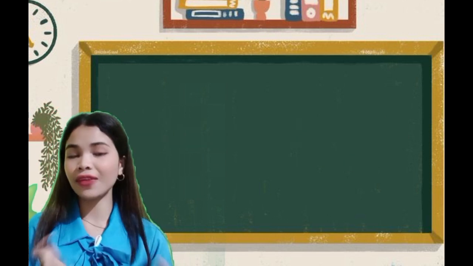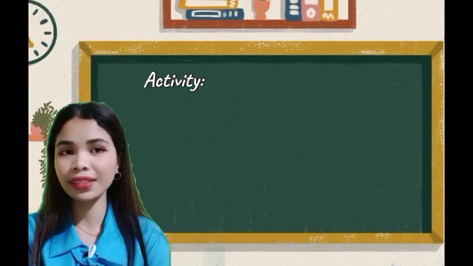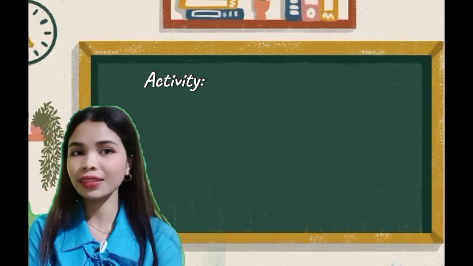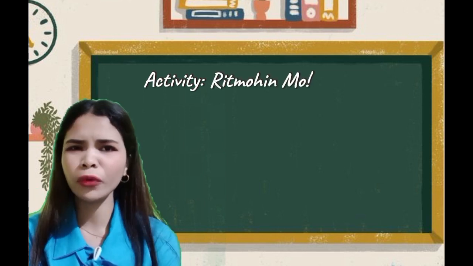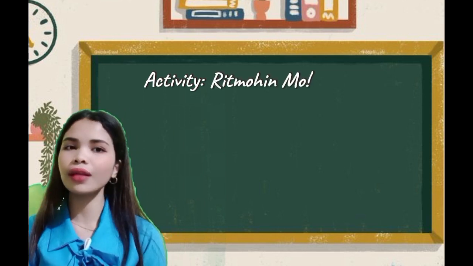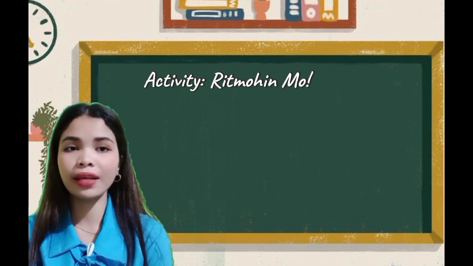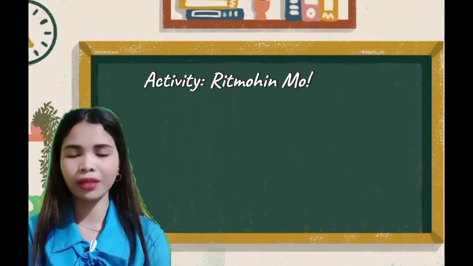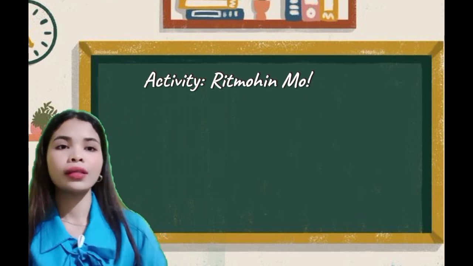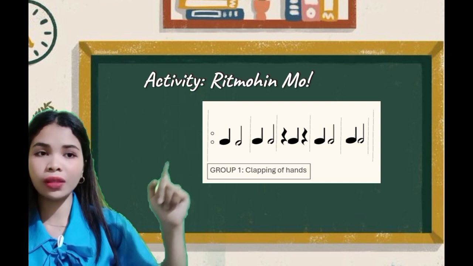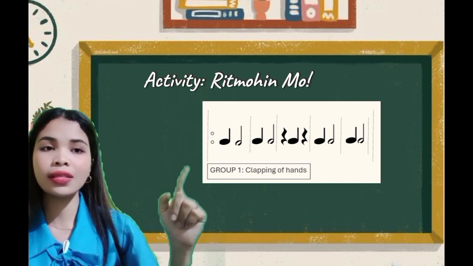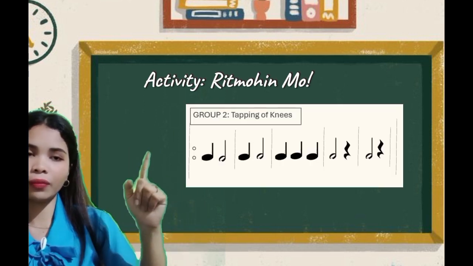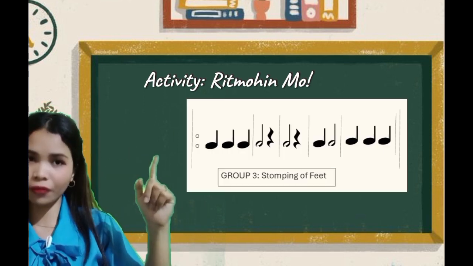Now let's have an activity. In this activity, the class will be divided into three groups. This activity is called the Rhythm Mo. Each group will be given a different rhythmic pattern and different ways to perform it. The first group will perform this rhythmic pattern, group 2 will perform this, and group 3 will perform this.